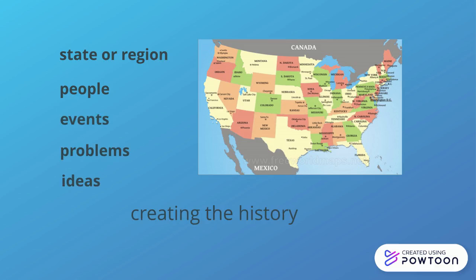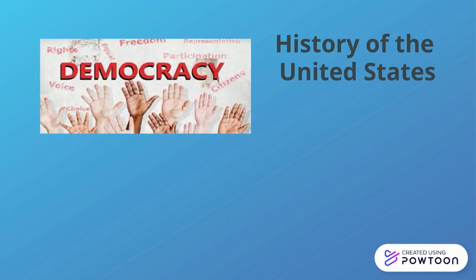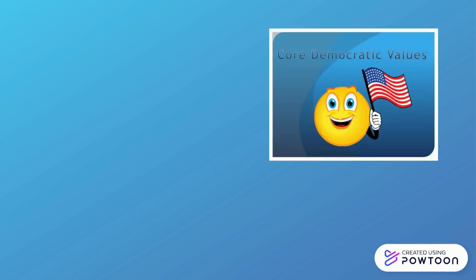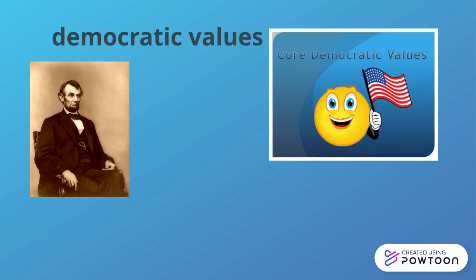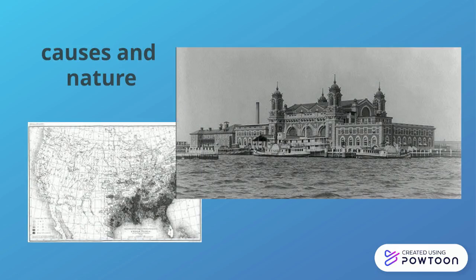Students should be able to discuss the people, events, problems, and ideas that were significant in creating the history of their state or region. Another element is the history of the United States, democratic principles and values, and the people from many cultures who contributed to its cultural, economic, and political heritage. Students should be able to explain how democratic values came to be and how they have been exemplified by people, events, and symbols. They should also be able to explain the causes and nature of movements of large groups of people into and within the United States, now and historically.